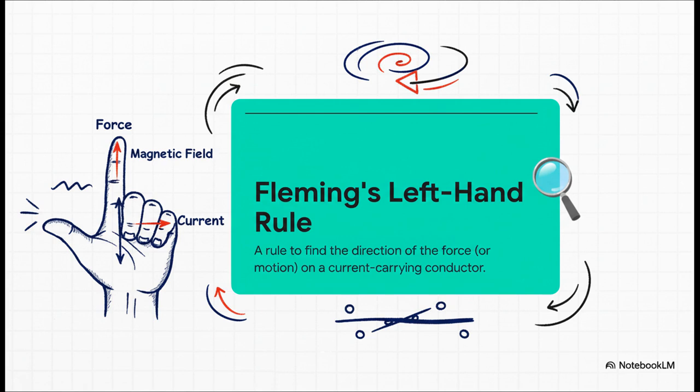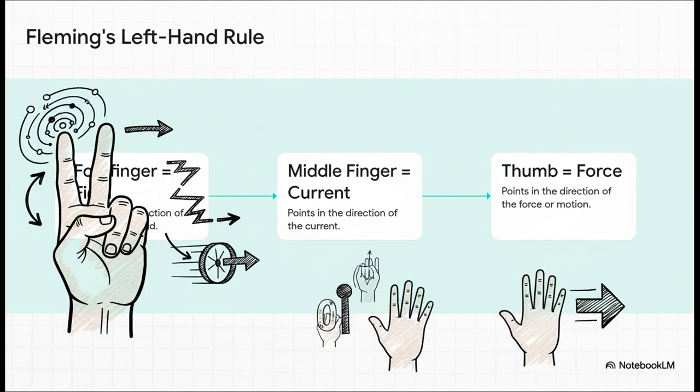This is the power move you need to solve problems in this part. Okay, everyone, now switch to your left hand. Left hand's up. Stretch out your thumb, your forefinger, and your middle finger. Make sure they are all perpendicular, like this.